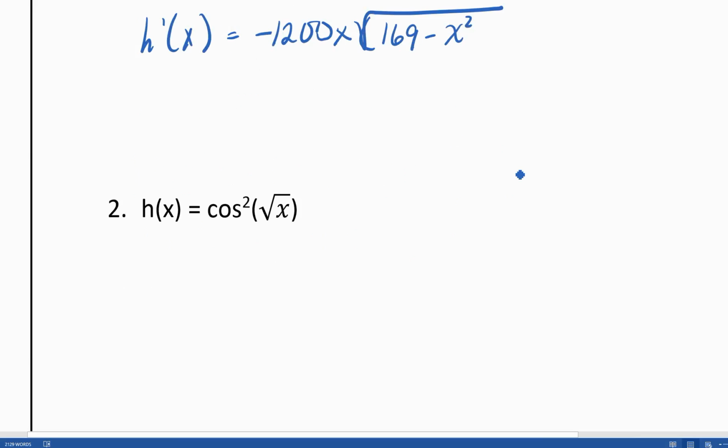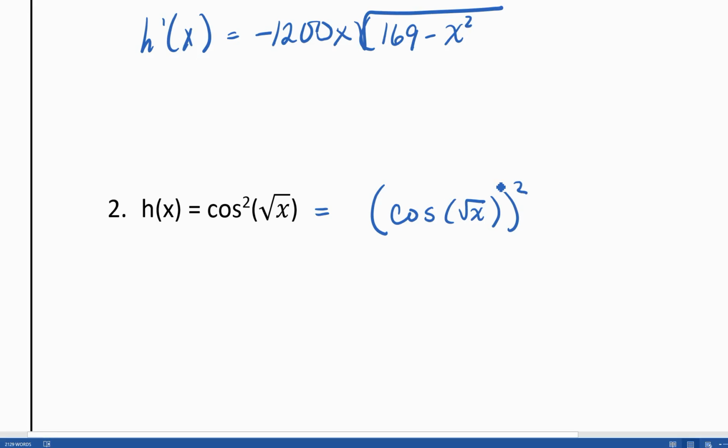Okay, next we have cosine squared of the square root of x. Now, cosine squared of the square root of x, cosine squared is really cosine of the square root of x, squared. Now, here we really have kind of a double chain rule. We have the square root of x plugged into cosine, which is plugged into x squared. So again, start from the outside and work your way in, okay?